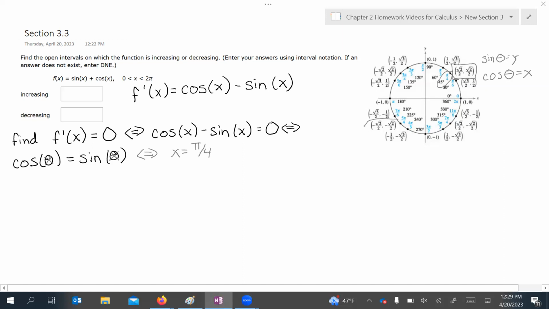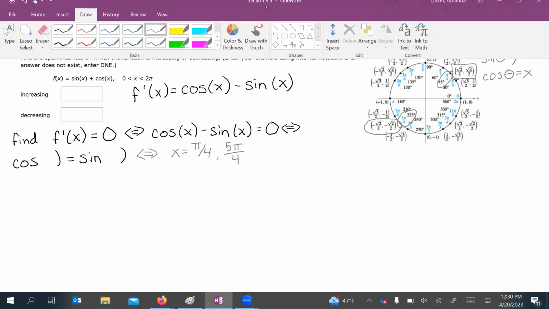And then we also see the same for negative square root 2 over 2 being outputs where sine and cosine are the same. And that occurs when x, or your input, is equal to 5 pi over 4. As a result, pi over 4 and 5 pi over 4 are our critical numbers because that's where sine and cosine for their given input have the same output.